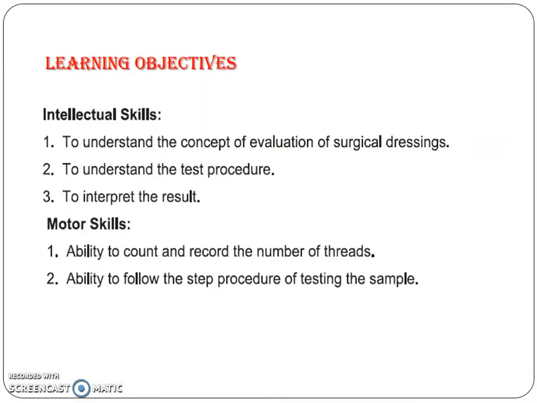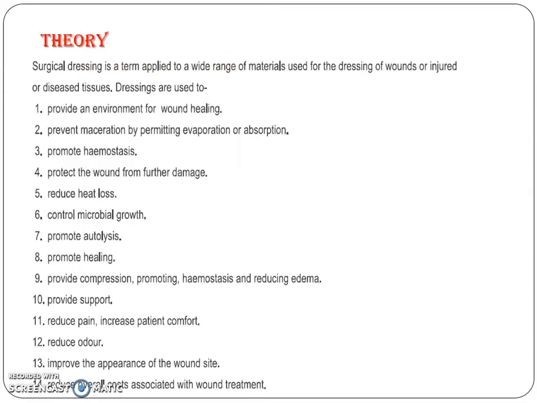So, learning objectives, first, intellectual skill. The student will understand the concept of evaluation of surgical dressing. They will understand the test procedure. They will be able to interpret the result. The student will also develop motor skills that include the ability to count and record the number of threads and the ability to follow the step procedure of testing the sample. So first we'll see the theory.